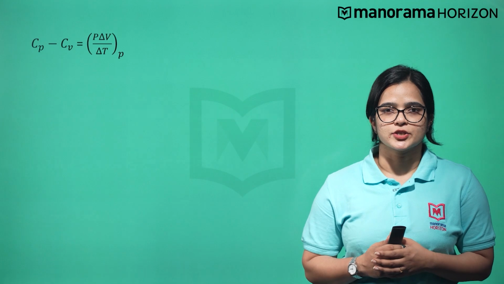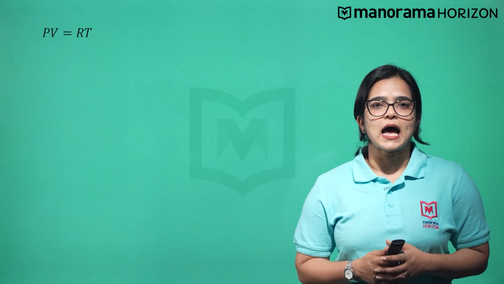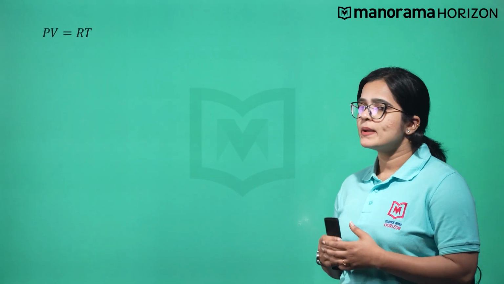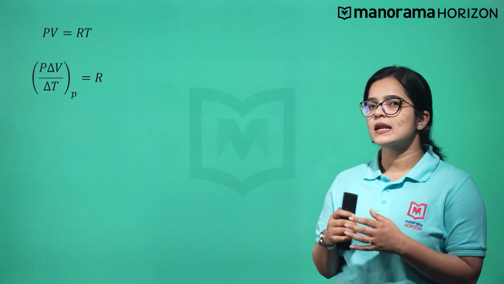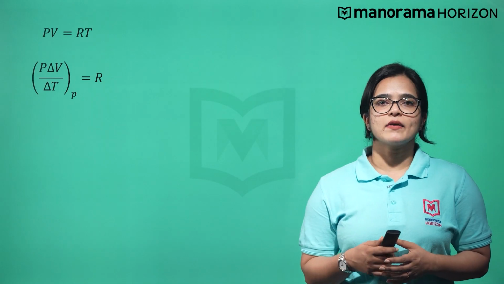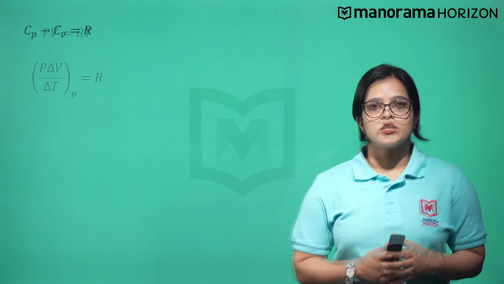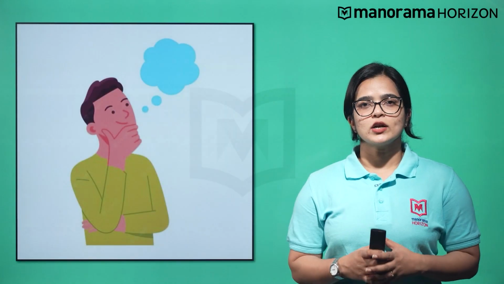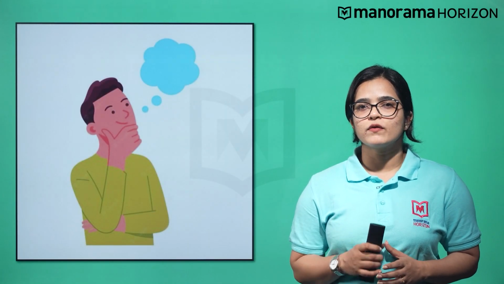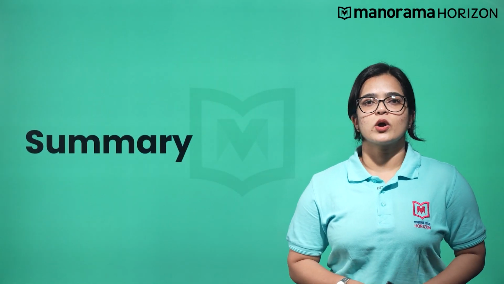Now, for 1 mole of an ideal gas, we have the equation PV is equal to RT. That is at constant pressure. We can rewrite this equation as P delta V by delta T equals R. Therefore, we get Cp minus Cv is equal to R. Note that this relation holds true only for an ideal gas. Let us summarize what we have learned so far.